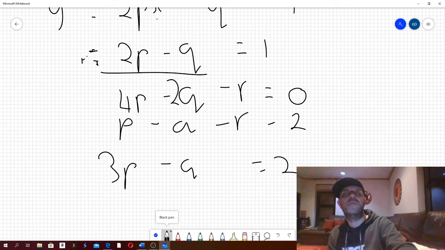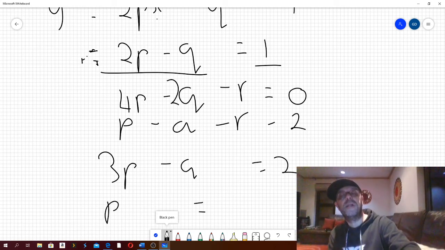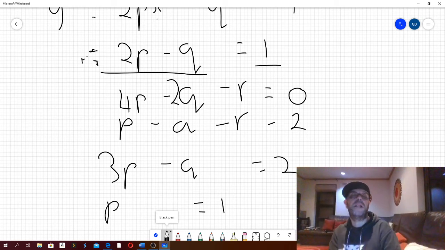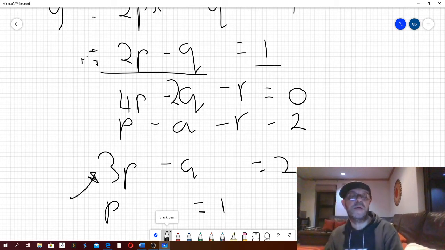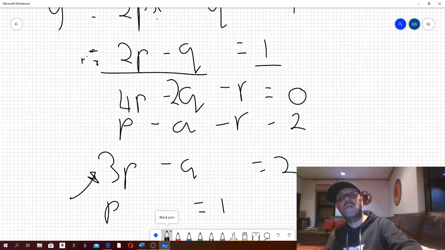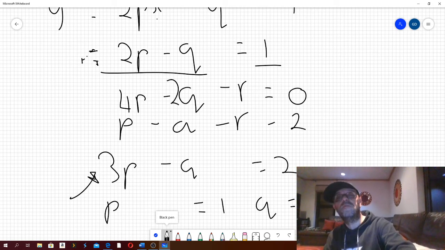I'll use this equation together with the one I found earlier. So 3p minus the 2p is simply p. The q's will disappear, and 2 minus 1 is 1. I get a value for p of 1. Put that value back into any equation. We'll do it here. 3 times 1 is 3, minus q is 2. So what must I subtract to get to 2 from 3? The answer is that q will also be equal to 1.